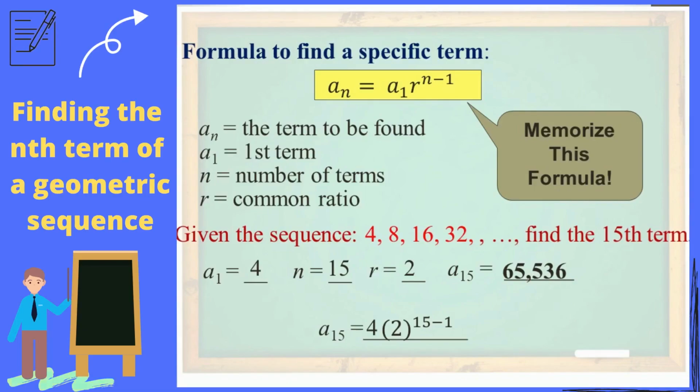So first, 15 minus 1 is equal to 14. And 2 raised to the power of 14 is equal to 16,384 times 4, that is 65,536. And that is the value of our a sub 15, or the 15th term.